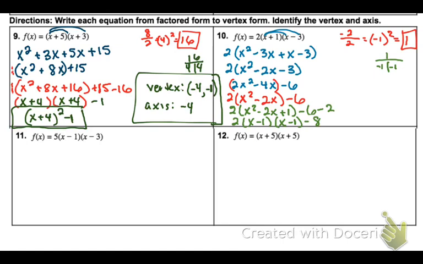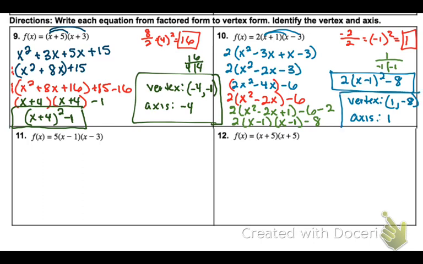So I'm going to go ahead and rewrite this as 2 times x minus 1 squared minus 8. This is officially my vertex form. Now the vertex here, remember that you're going to take the opposite of the inside, which is 1, keep the outside, which is -8, and then your axis is going to be just 1, and then you're done.